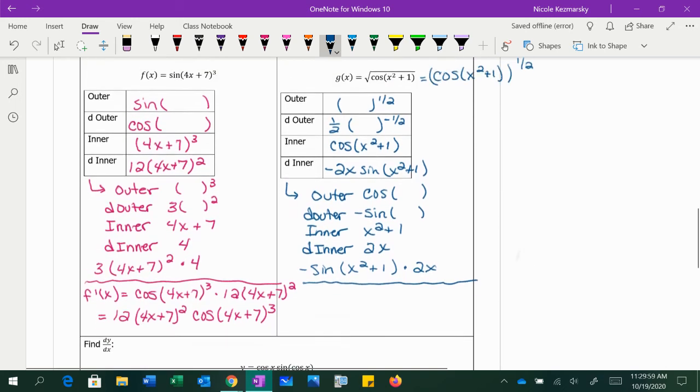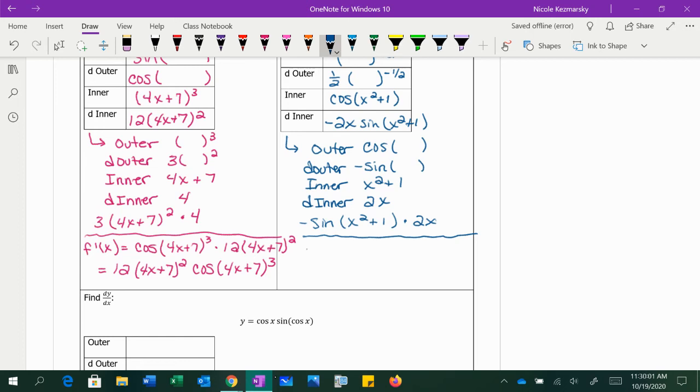So I put that all together. Our function was called g, so my answer is going to be g prime of x. I'm going to start with the derivative of the outer, so 1/2 parentheses to the negative 1/2. The inner is cosine of x squared plus 1 times the derivative of the inner, which is negative 2x sine of x squared plus 1.